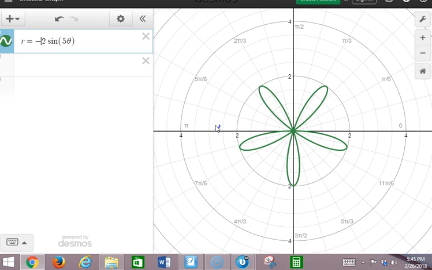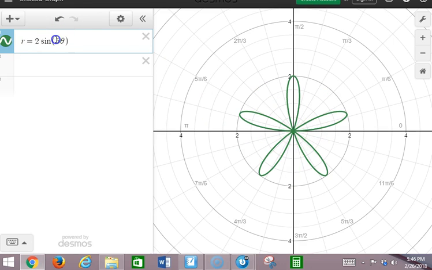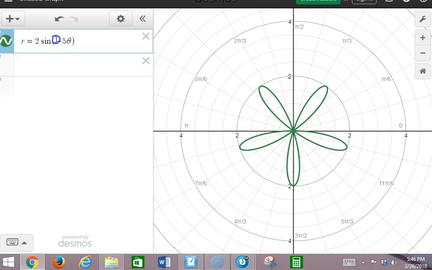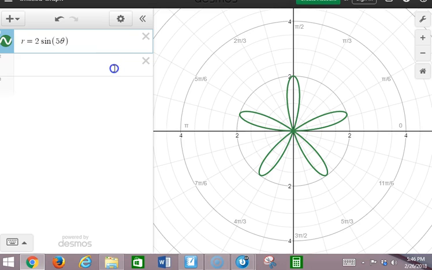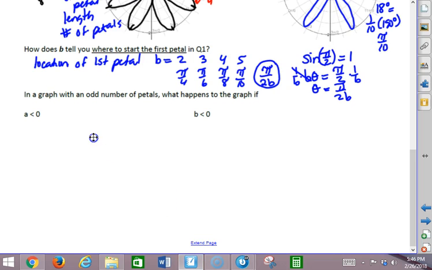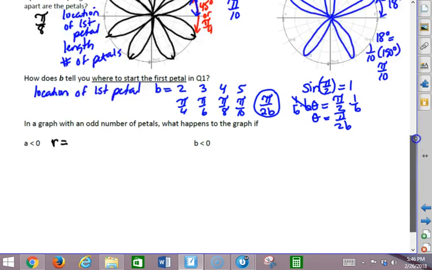Now, what happens if I make b negative? Interesting. It has the same effect as making a negative. So when I make b negative, it affects the graph the same way as a. So let's think about this. I'm just going to give an example where we have 3 petals because I think that would be easier to draw. So let's look at the one with 3.